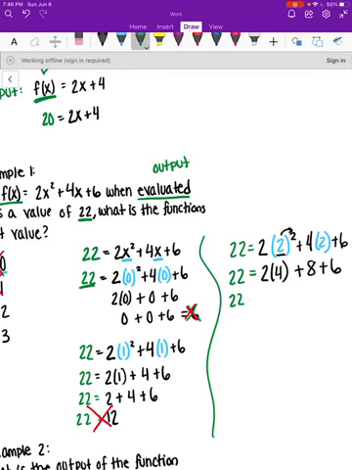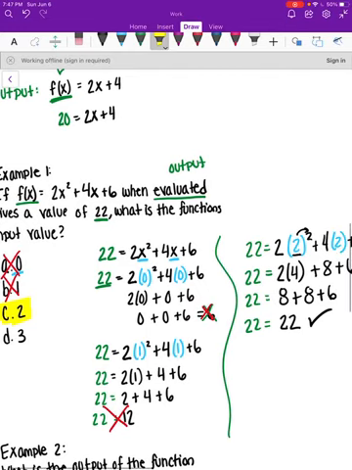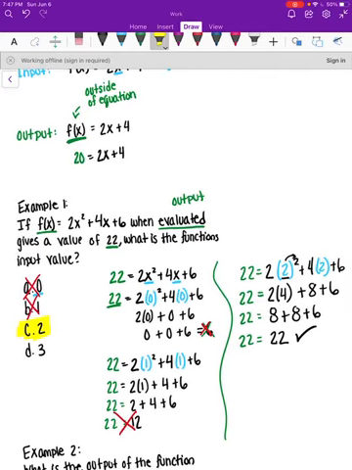So 22 equals 2 times 4 is 8. And then we still have plus 8 plus 6. 22 equals, well, 8 plus 8 is 16. 16 plus 6 is, hey, 22. 22 does equal 22. That's true. So our answer is C. It's 2. Okay.